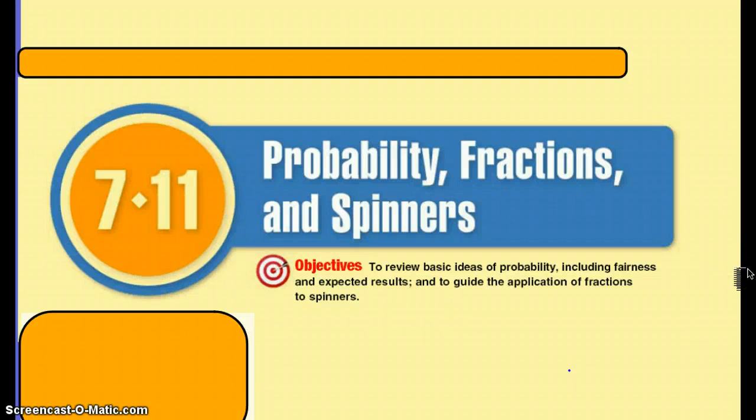7-11 is probability, fractions, and spinners. So the objective is to review basic ideas of probability, including fairness and expected results, and to guide the application of fractions to spinners.